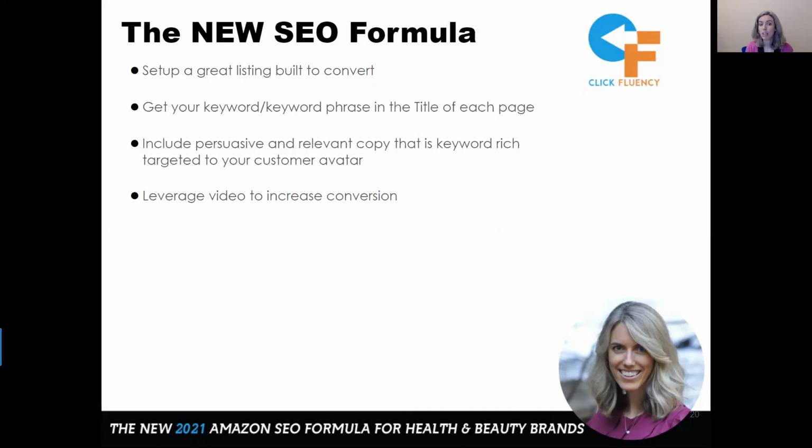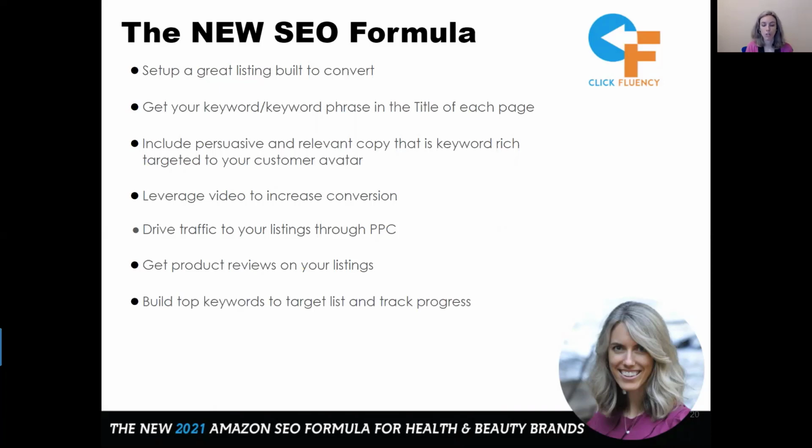Also leverage video to help with conversions. And I've already mentioned the traffic through pay-per-click really helps support gaining that organic ranking as well. And then product reviews, you want to make sure you're continuing to get those, and you're building those top keywords on that target list and tracking how things are going. And if you have brand registry, or you're eligible for it, use experiments to split test. So even if you think your listing is already really amazing and converting well, still split test it to see if there's more that can be maximized in the conversions.